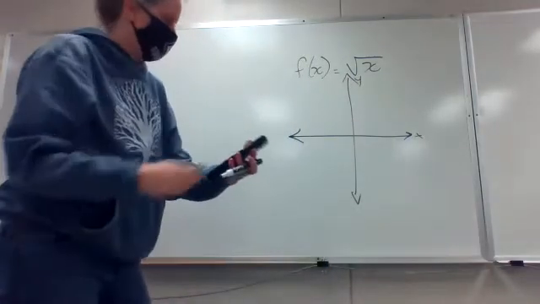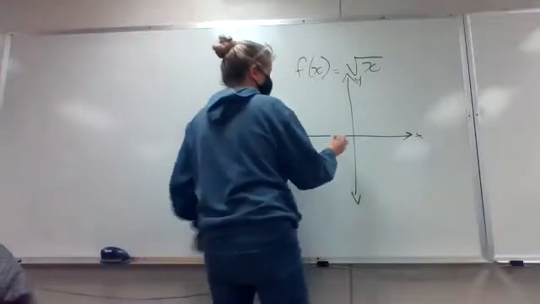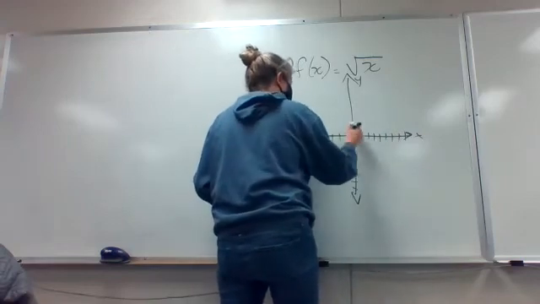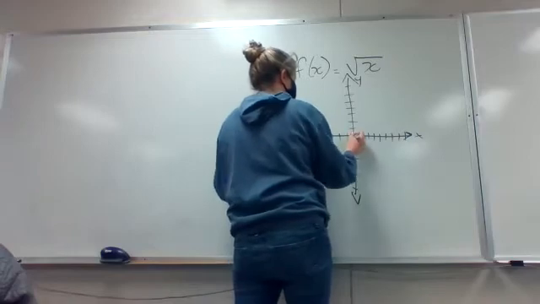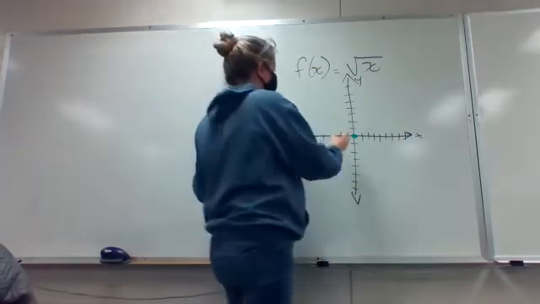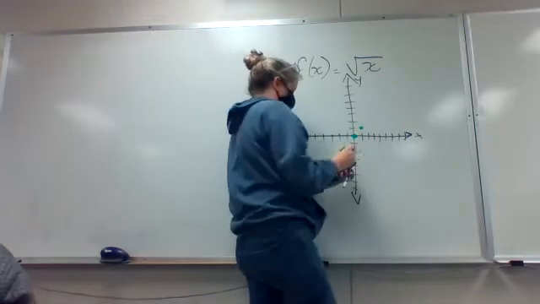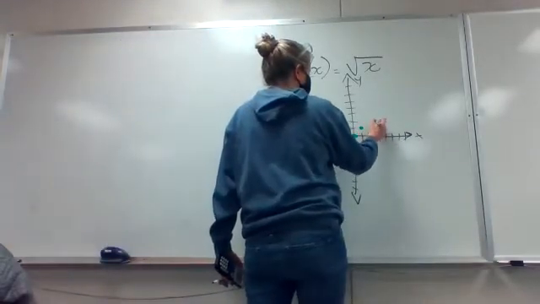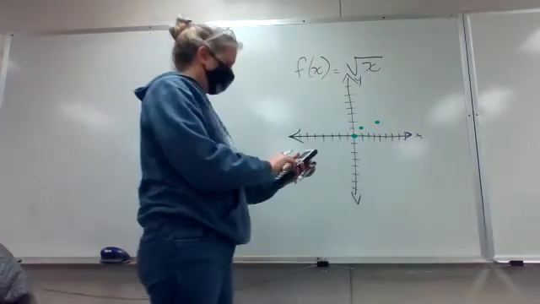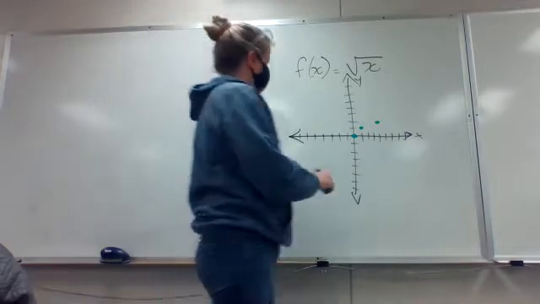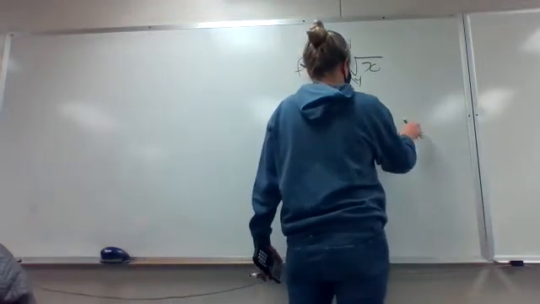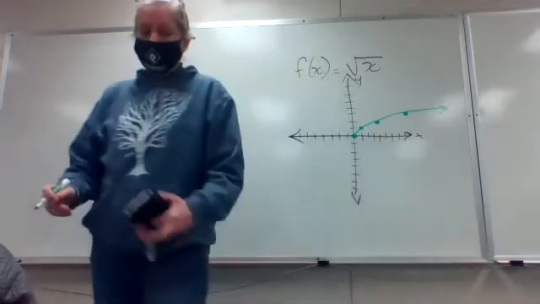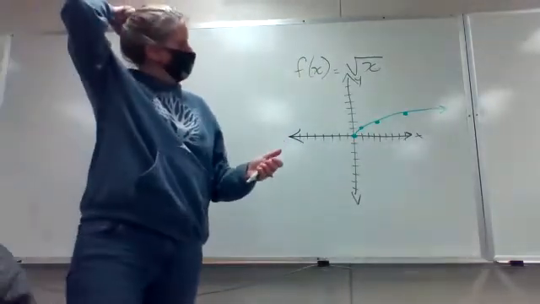Okay, there's a point at 0, 0. There's a point at 1, 1. So to the right 1 and up 1. The next whole number point using good whole numbers is 4, 2. So 1, 2, 3, 4. Up 2. The next good whole number point is going to be at 9, 3. Okay, so that is what the square root function is going to look like on a graph.